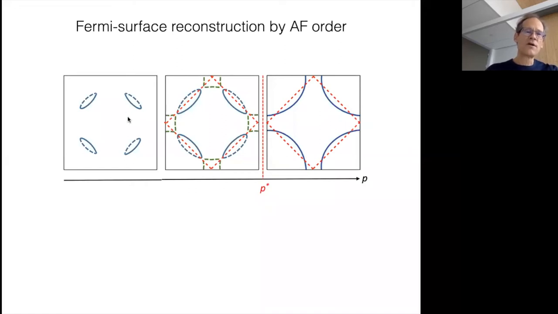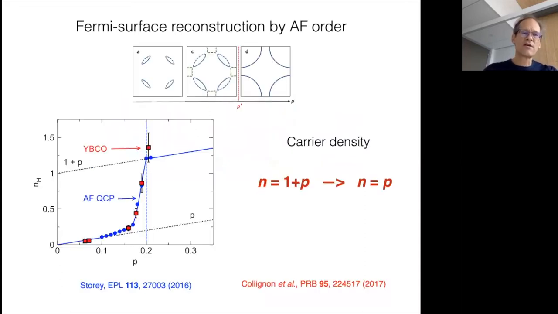And if you go even lower in doping, eventually all you're left with are these small nodal pockets containing p holes. So you go from 1 plus p to p very naturally within this kind of reconstruction scenario.